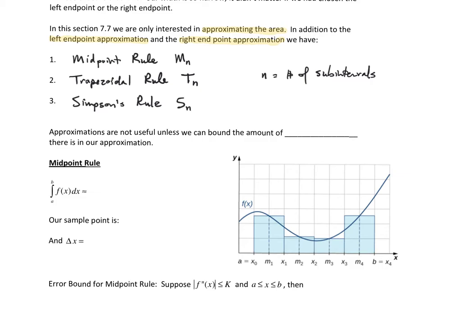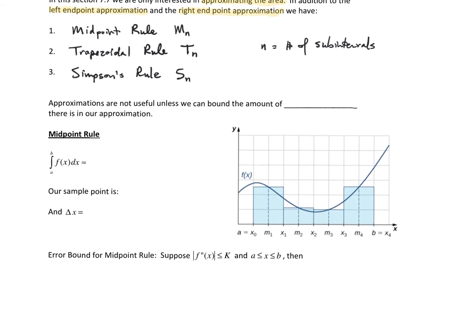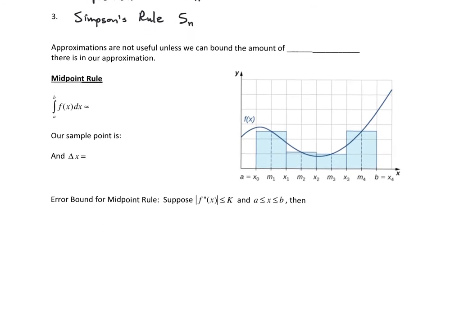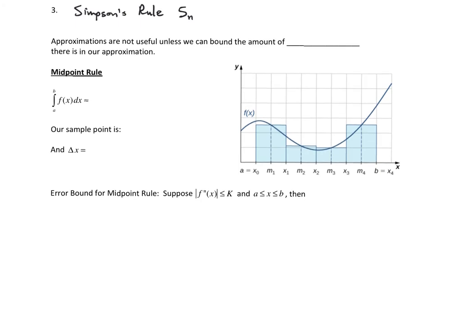Okay, so let's take a look at this midpoint rule first. Before we get started, I wanted to mention that approximations are not useful unless we know the amount of error there is in our approximation. So not only am I going to give you the formulas for our different approximations, but I'm also going to provide an error bound for each of these rules.